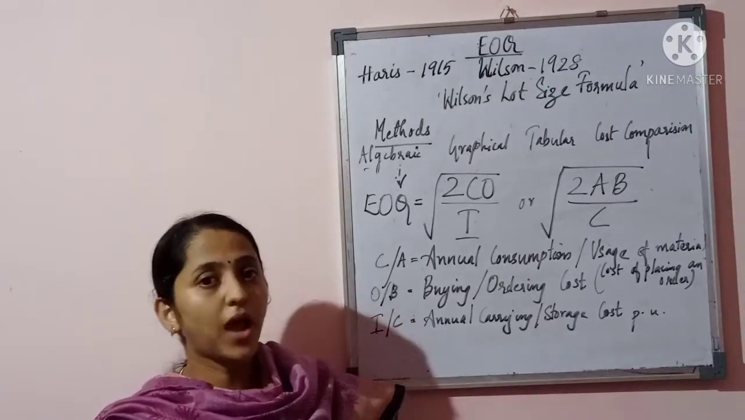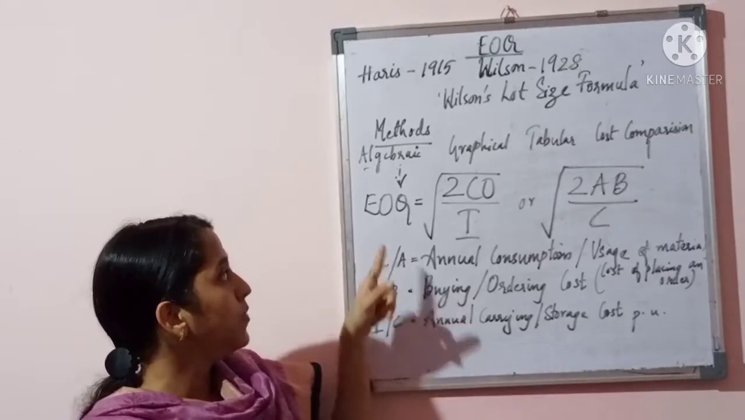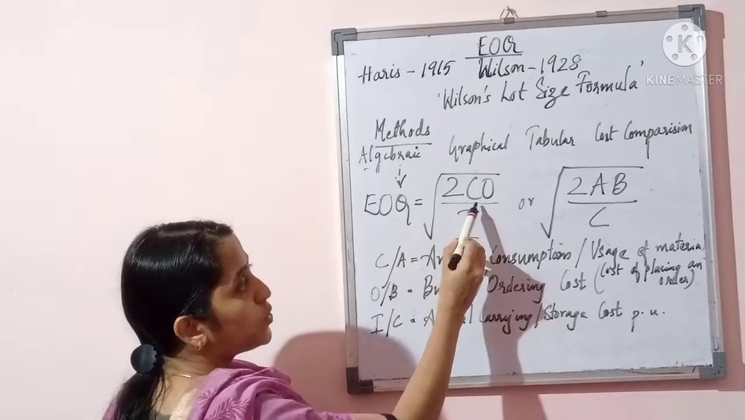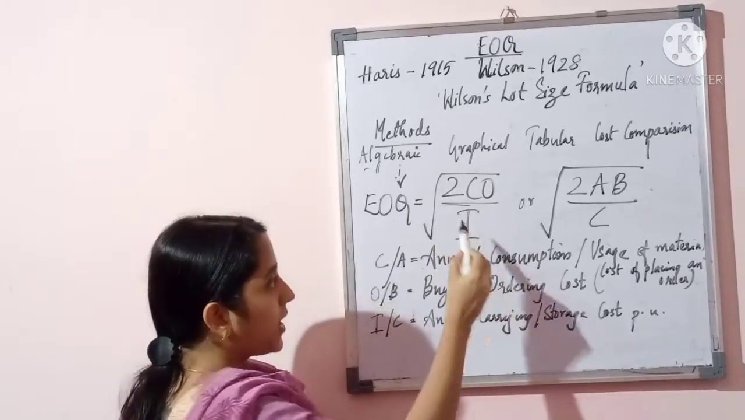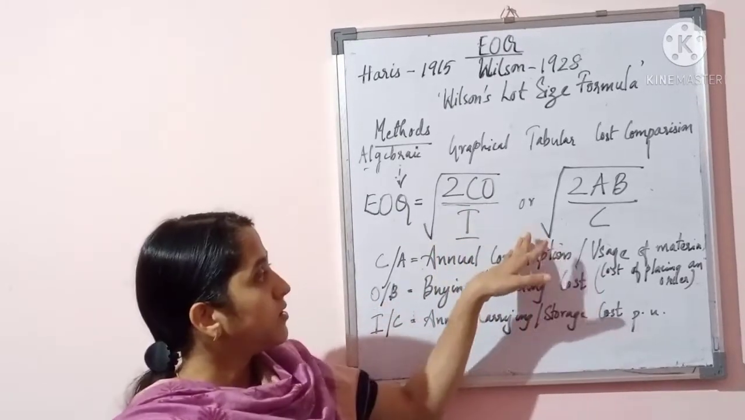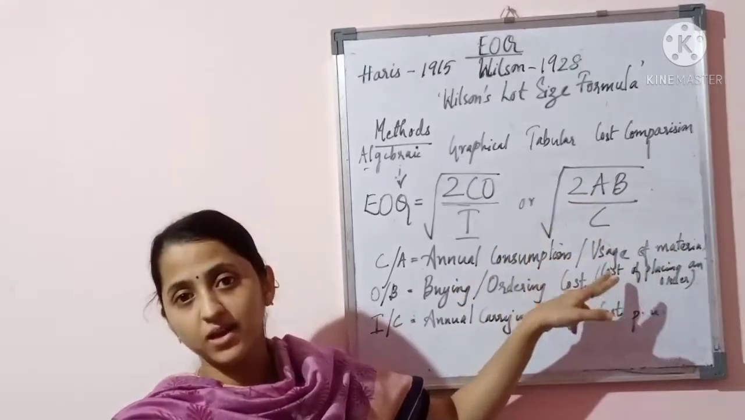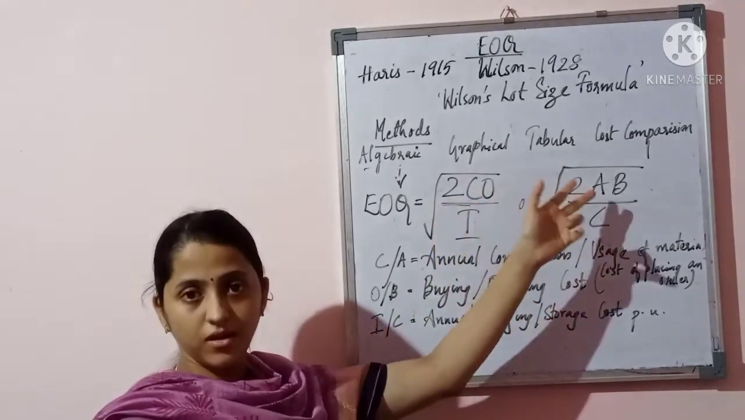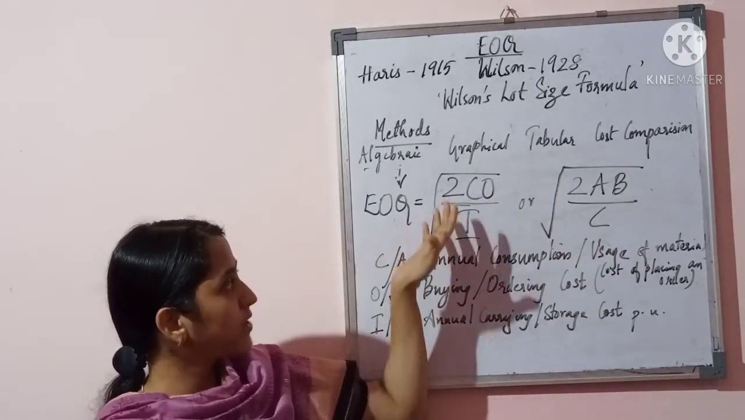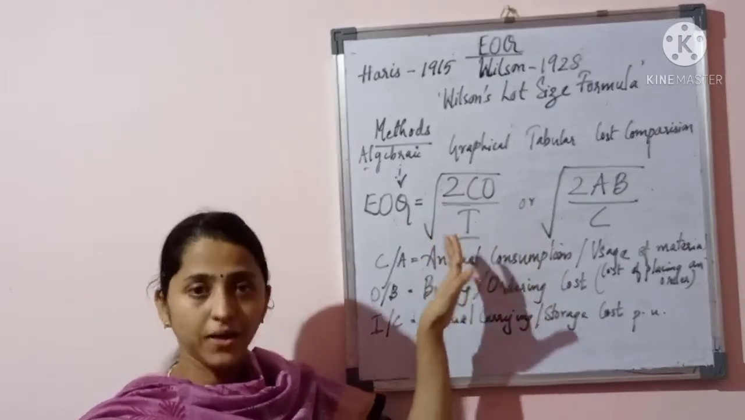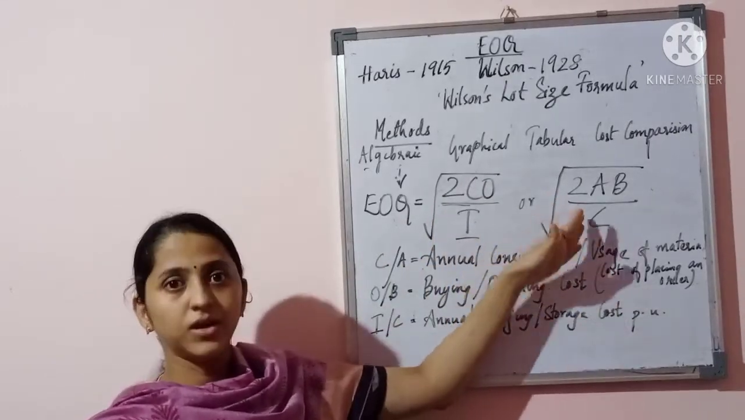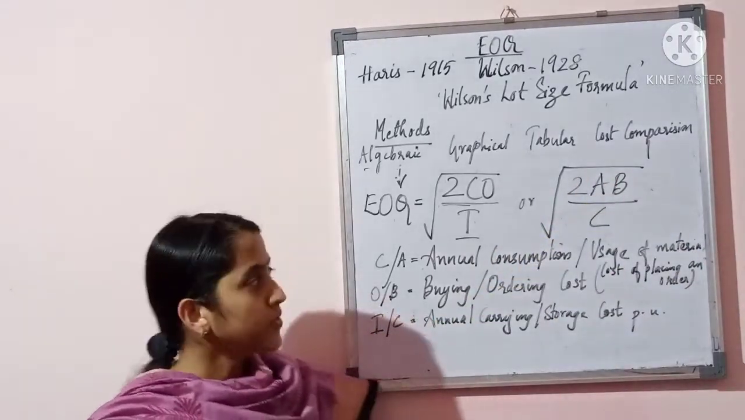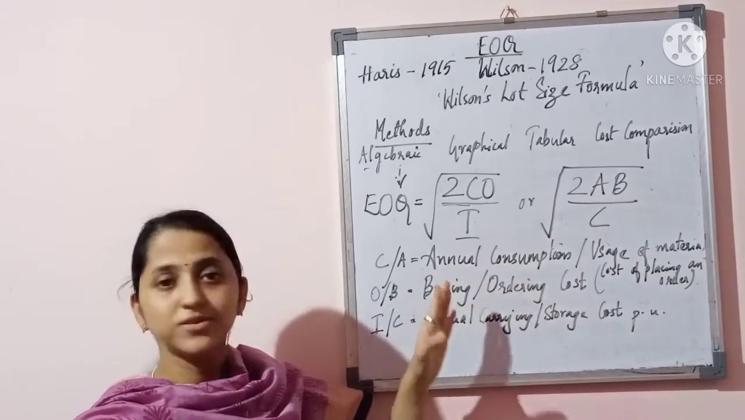So, according to the algebraic method of calculation of EOQ, the formula is EOQ equals root of 2CO by I, or root of 2AB by C. In different textbooks we can see different letters. So basically the formula is 2CO by I. We can also use these letters, like root of 2AB by C. It will be better for your understanding of these explanations.